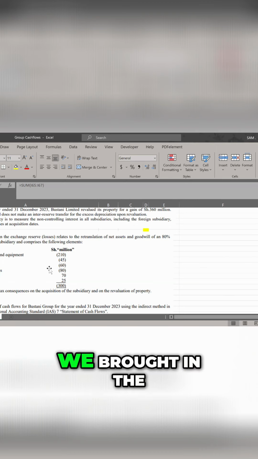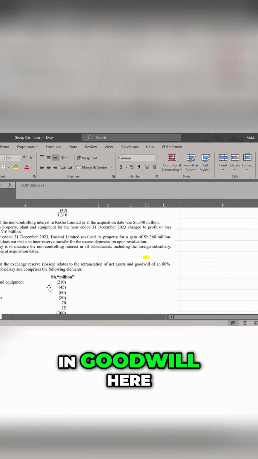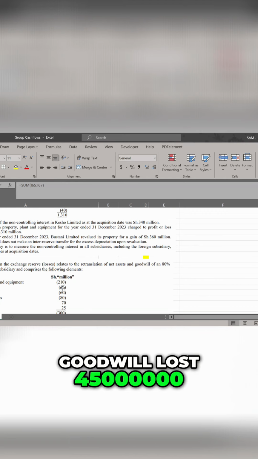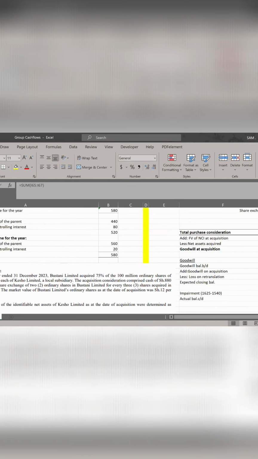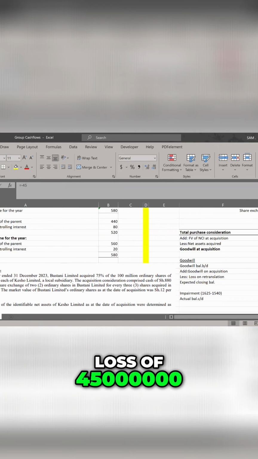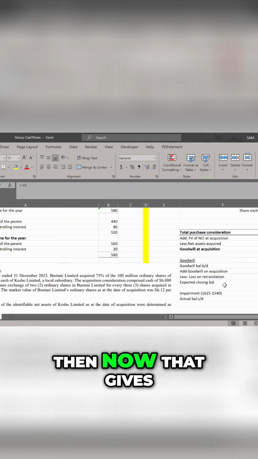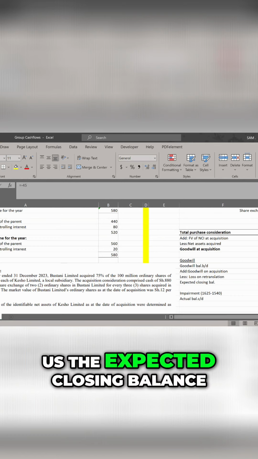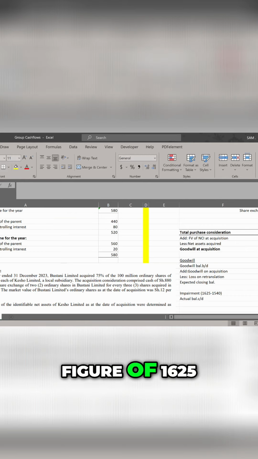Now, we brought in the element of reduction in value in goodwill. Goodwill lost 45 million. So in the goodwill that we've computed, we have to also reduce it by that loss of 45 million. That's why you brought in negative 45 there. Then that gives us the expected closing balance. We expected this closing balance to be this figure of 1,625.